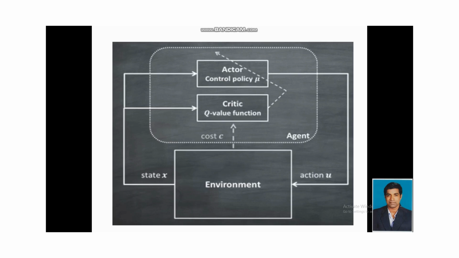In this diagram, we can clearly see actor and critic within the agent. Here actor is the control policy mu and critic is the Q value function. Once the actor takes action u on the environment, the evaluated value for this action is given back to the actor, such that it is governed by the critic.